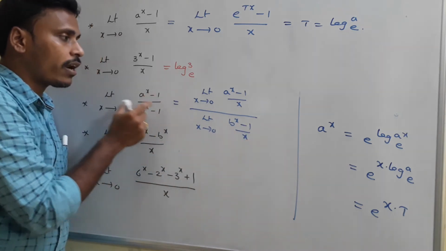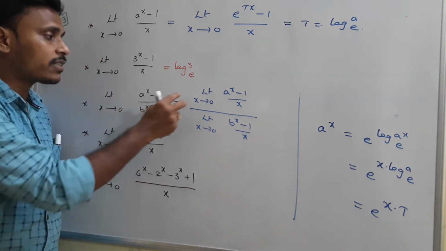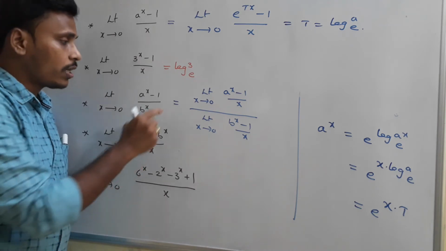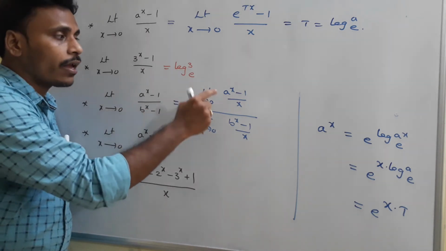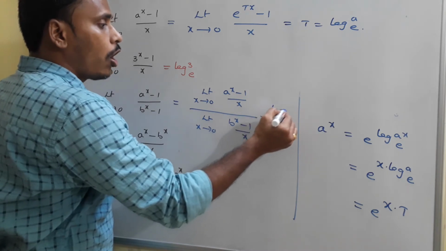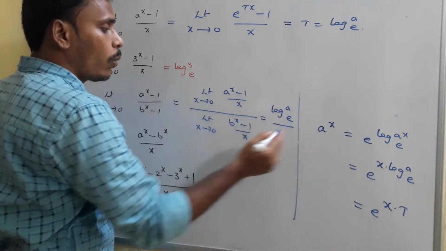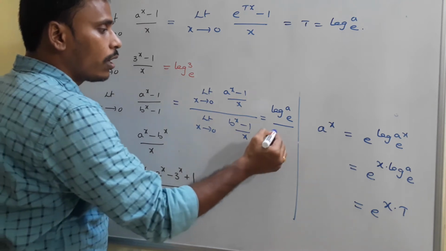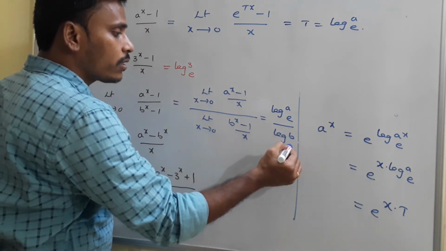Divide both numerator and denominator by x and just apply the limit as x tends to 0. This limit as x tends to 0 of (a power x minus 1) by x, this value is simply what? Log a to the base e, divided by this value, which is log b to the base e.